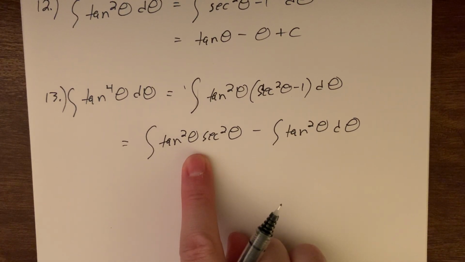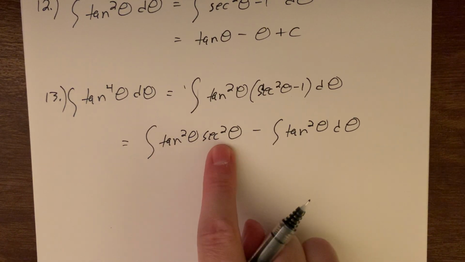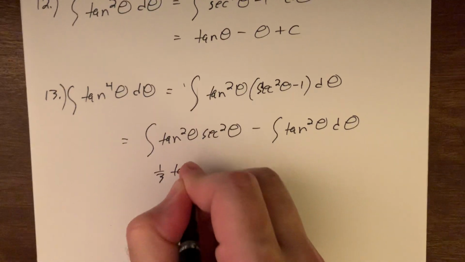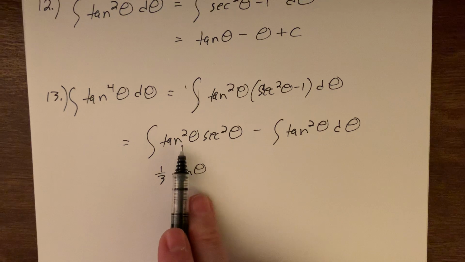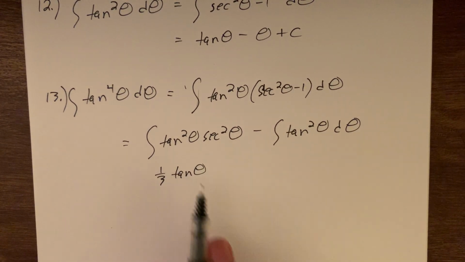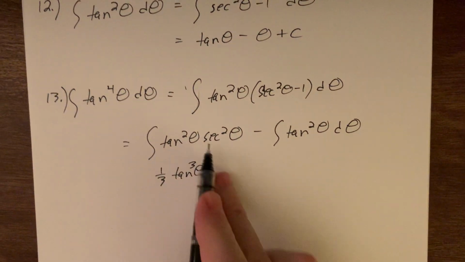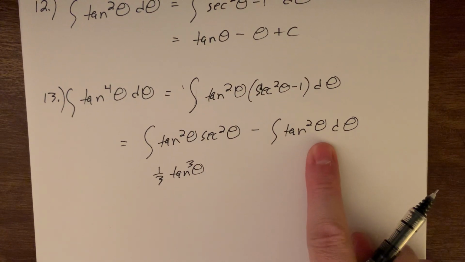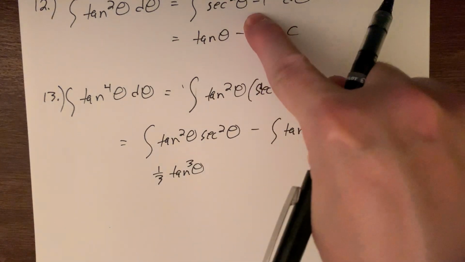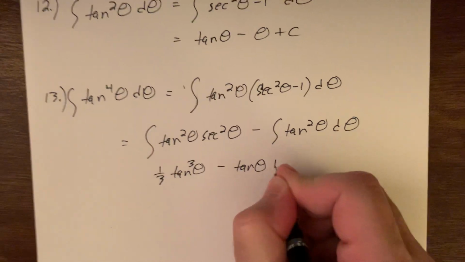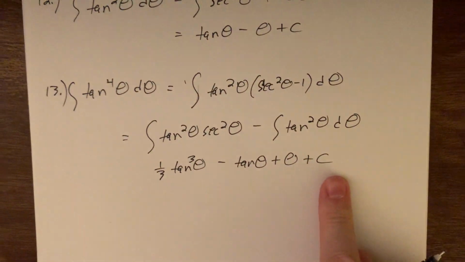This is a good one. U is tangent, the derivative is secant squared. You should be able to confirm this. You would let your U be tangent, you get a U squared, you'll end up with U cubed over 3, so that'll give me 1/3 tangent cubed, minus the tan squared. Well, then we'd go do this work up here. So we'd end up getting minus tan theta plus C.